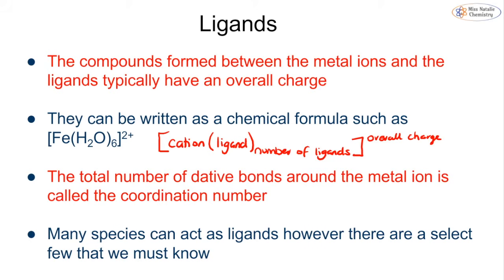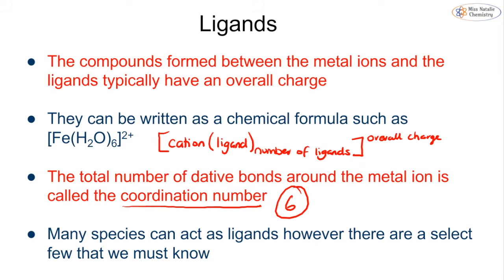So we've got the Fe being our cation, the H2O being our water, 6 telling us I have 6 water ligands, and the 2+ is the overall charge of the entire thing. And the number of dative bonds around that metal ion is known as the coordination number. So this complex would have a coordination number of 6.